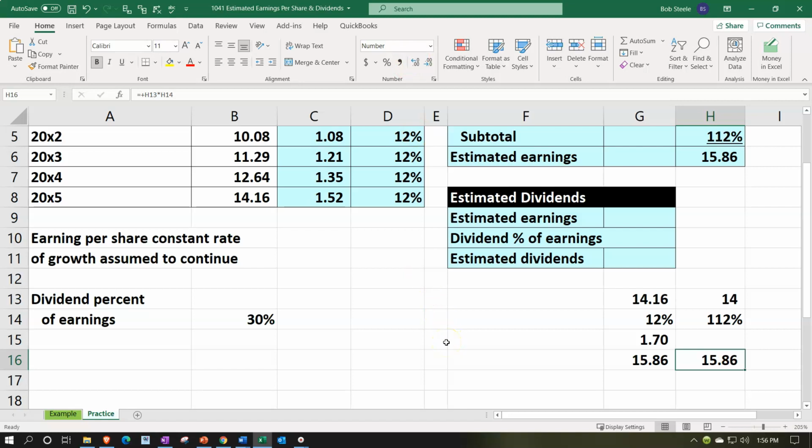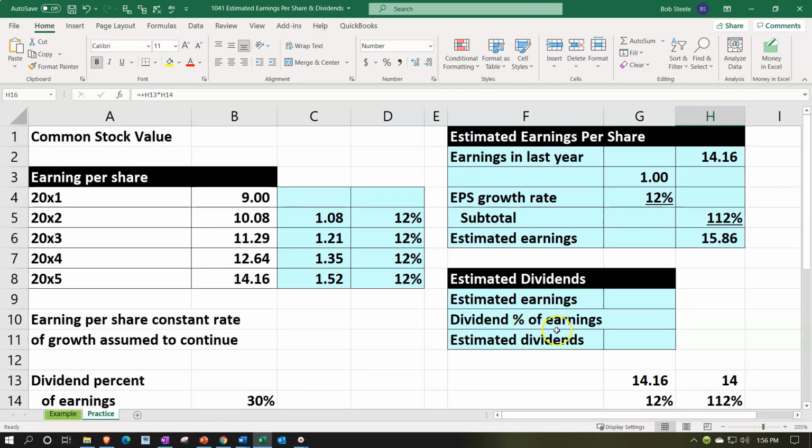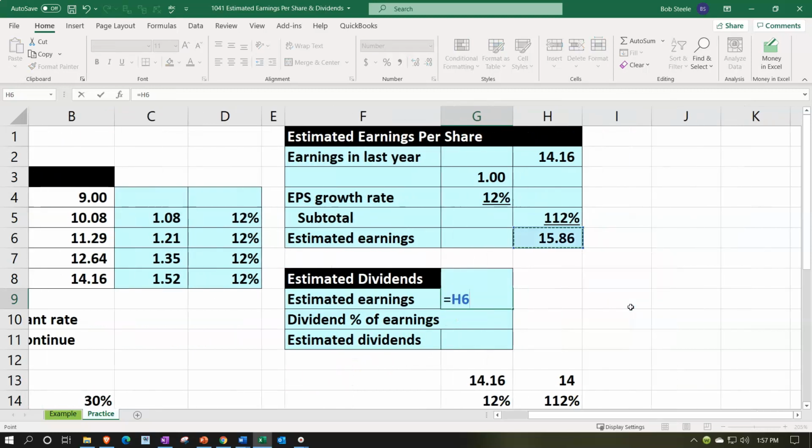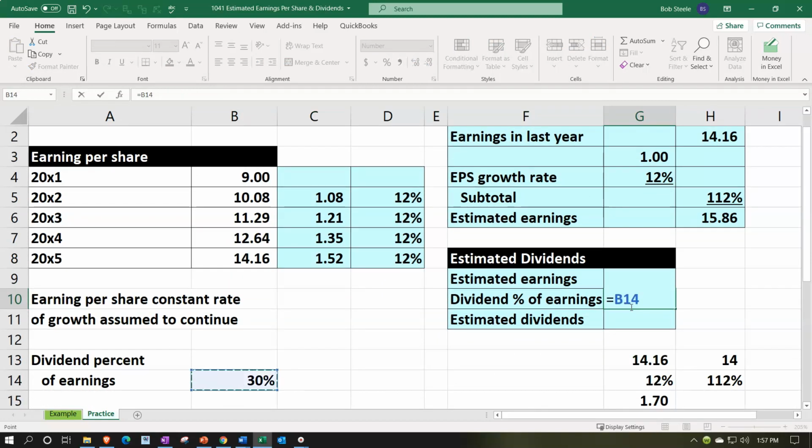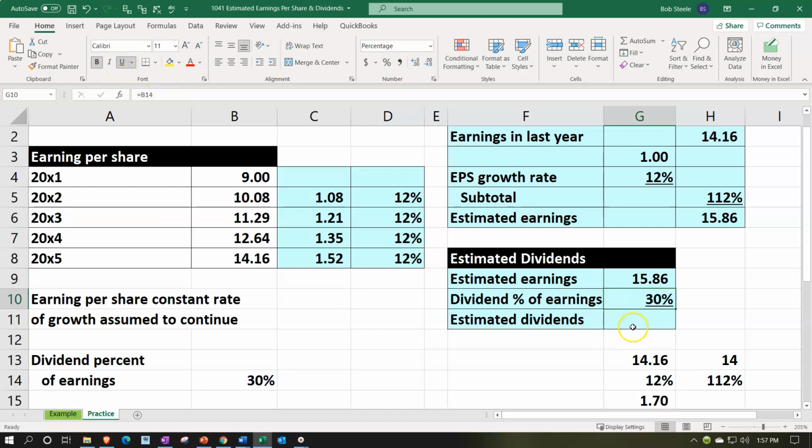That's basically 112%. The 14.16 times the 112% would give us, once again, that 15.86. Now, once we have that, then we can easily calculate what we expect our dividends to be, because we typically have a dividend of 30% of the earnings. So we'll just say 30% of that is what we expect here, making that a percent, font, and underlining it, multiplying the 15.86 times that 30%, we get the 4.76.